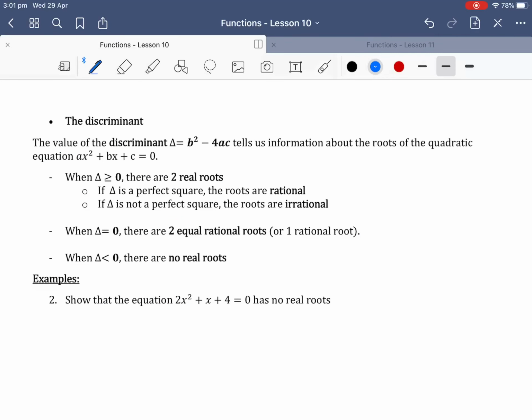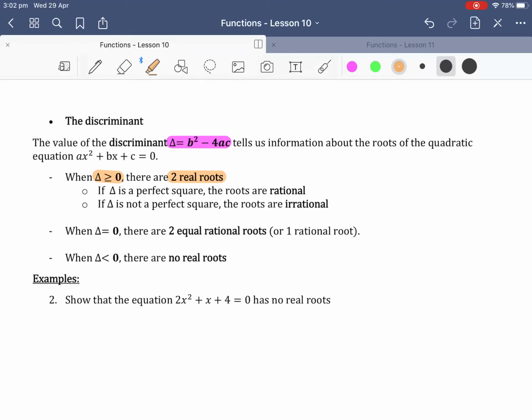So now we have the discriminant, and we're going to talk about this a little bit more. So the value of the discriminant, delta, equals b squared minus 4ac. It tells us more information about the roots of the quadratic equation, ax squared plus bx plus c equals 0. So whenever we see this triangle in maths, it means the discriminant. So when the discriminant is greater than 0, there are two real roots.